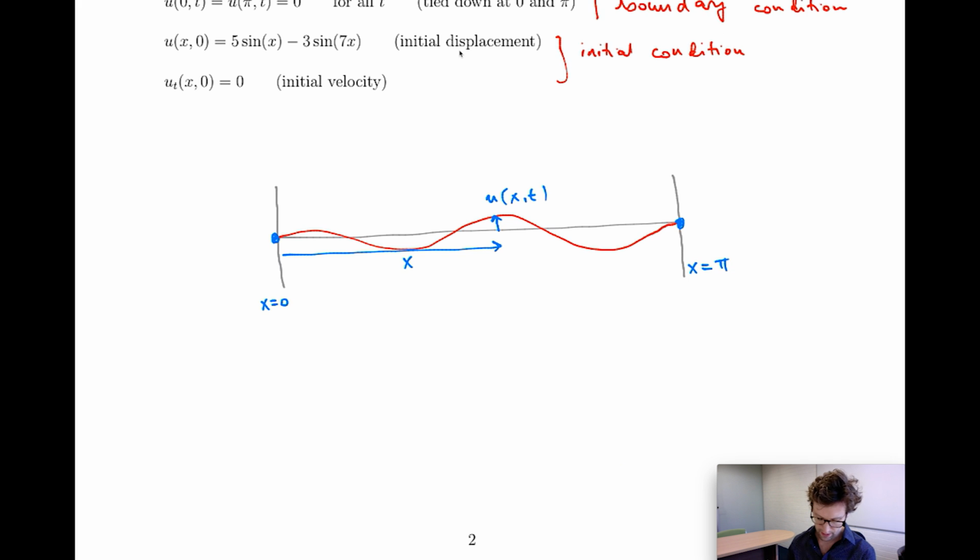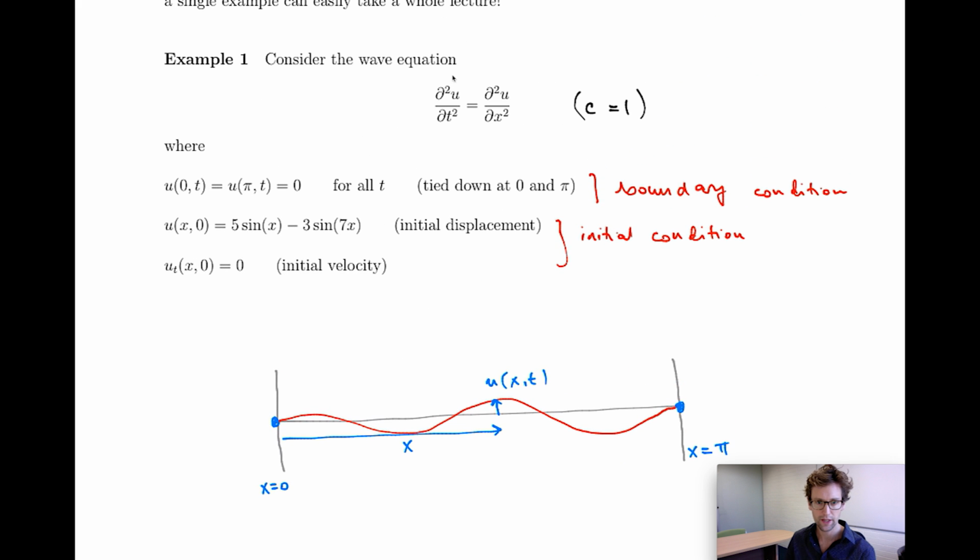What we're going to see is that the first step is to transform this partial differential equation for a function u of x and t, so a function of two variables, into two ordinary differential equations for functions of one variable. And we're going to do that using the method of separation of variables, as I'll describe now.